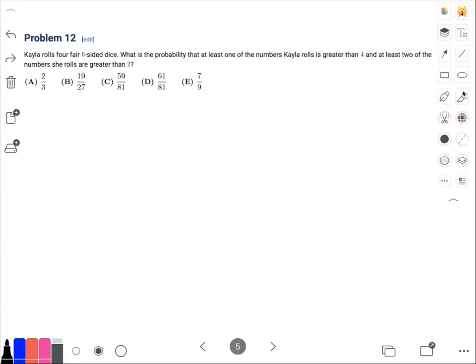We're going to be looking at the 2022 AMC 12B problem. Kayla rolls 4 fair 6-sided dice. What is the probability that at least one of the numbers Kayla rolls is greater than 4, and at least 2 of the numbers she rolls are greater than 2?